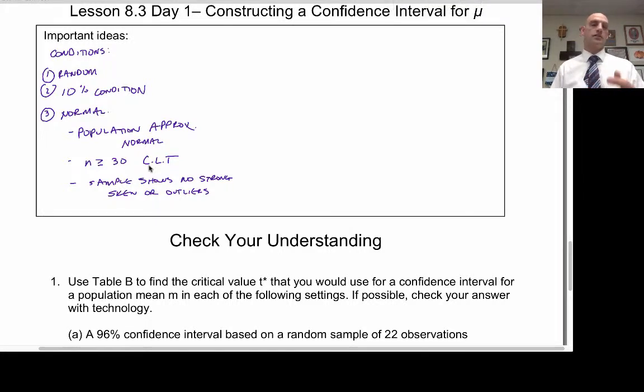So this is kind of like an either-or. If the population could be approximately normal, then we go with it, right? Or if the sample size is greater than 30, we can use the central limit theorem to say that the sampling distribution of sample means is normal. Let's say we don't have an approximately normal data set, and we have a number less than 30. Well, that's when you would look at your graph and see if the sample shows skewness or outliers.